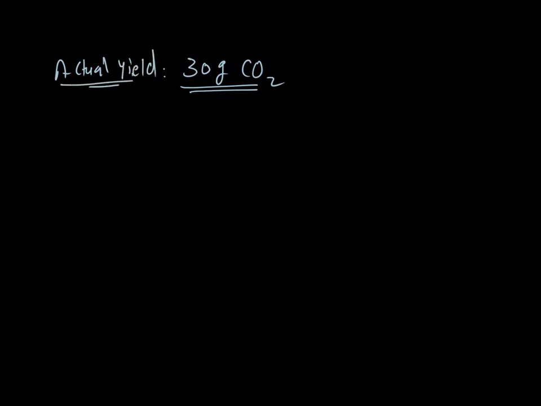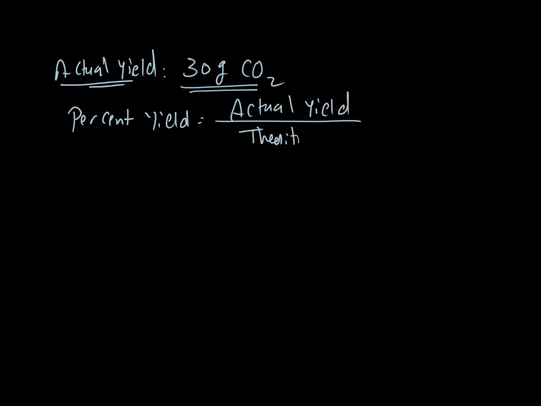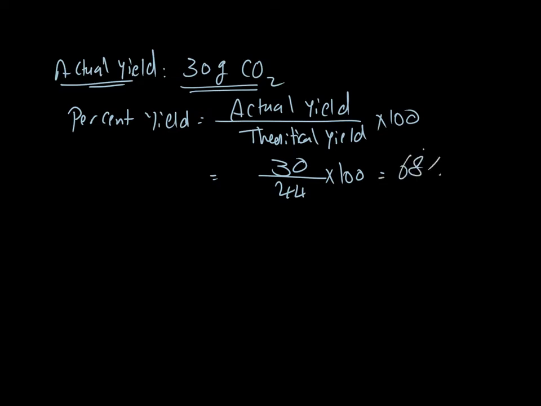To know how accurate you were while doing the experiment, you need to calculate what we call the percent yield or percentage yield. Percentage yield equals actual yield over theoretical yield times 100. So the actual yield is 30, the theoretical yield is 44, multiplied by 100, you'll get the percent yield equal to 68%. This is the percent yield of the reaction.